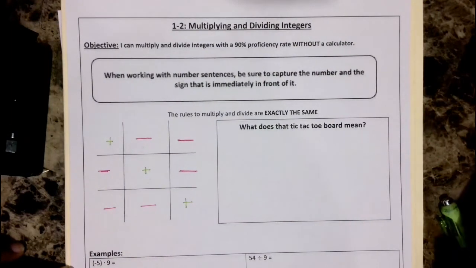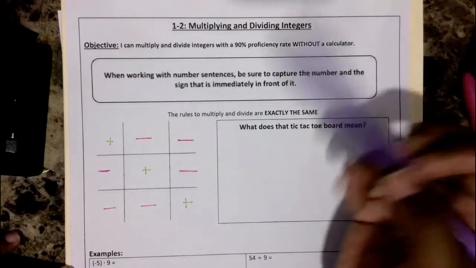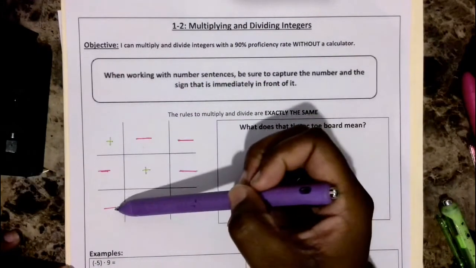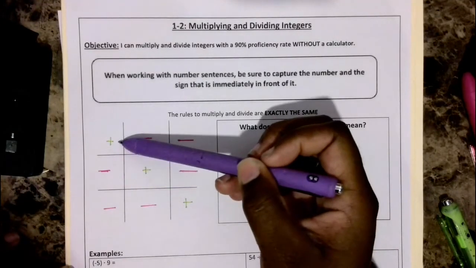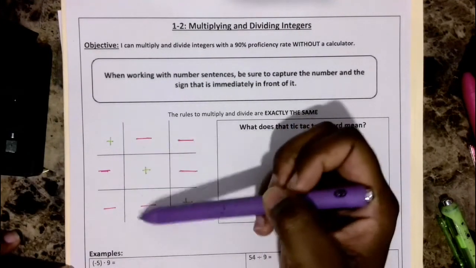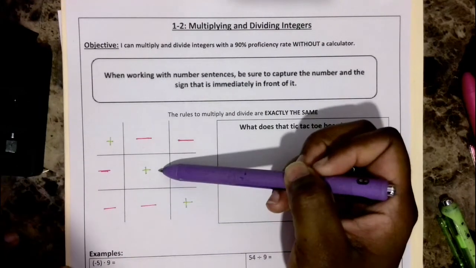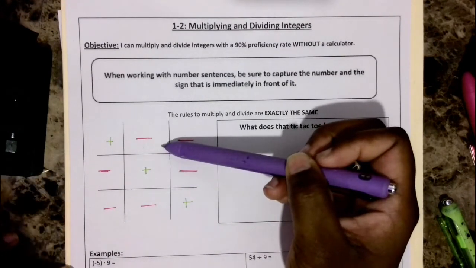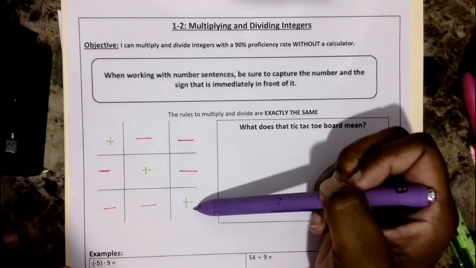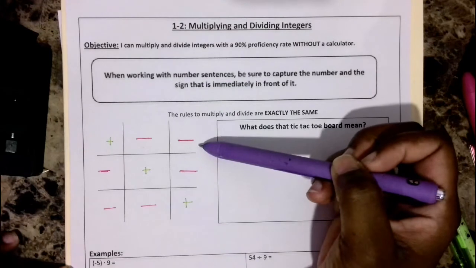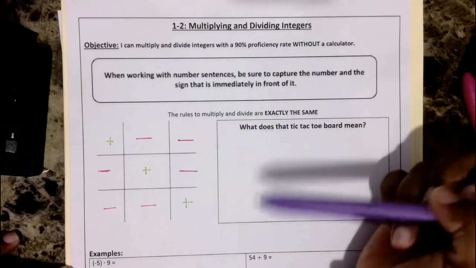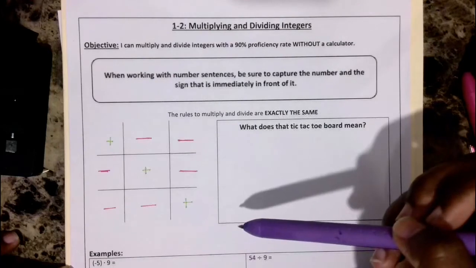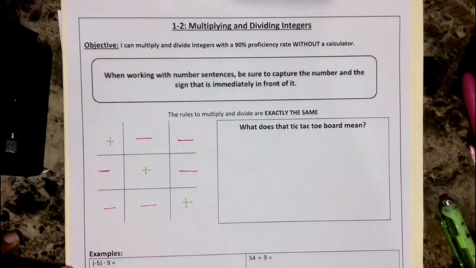So let me show you going in another direction. We'll go up and down. If I divide a negative number by a negative number, I'll get a positive quotient. If I divide a negative number by a positive number, I'll have a negative quotient. If I divide a positive number by a negative number, I'll have a negative quotient. Don't believe me? Try it for yourself. So again, on this side, what does this tic-tac-toe board mean? It just gives us our rules for what to expect our answer to be to any multiplication or division problem.